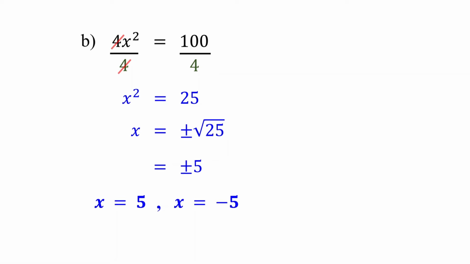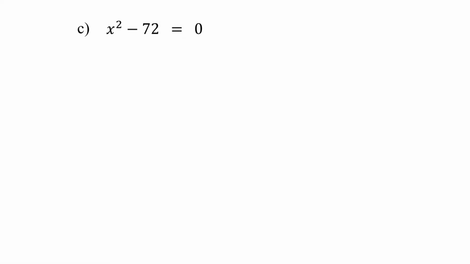In the next example, the quadratic term is not isolated. So, what should we do? To apply the square root property, the quadratic term must be isolated. So, our initial step in this example is to add 72 to both sides of the equation. These cancel out, and we get x squared equals 72.